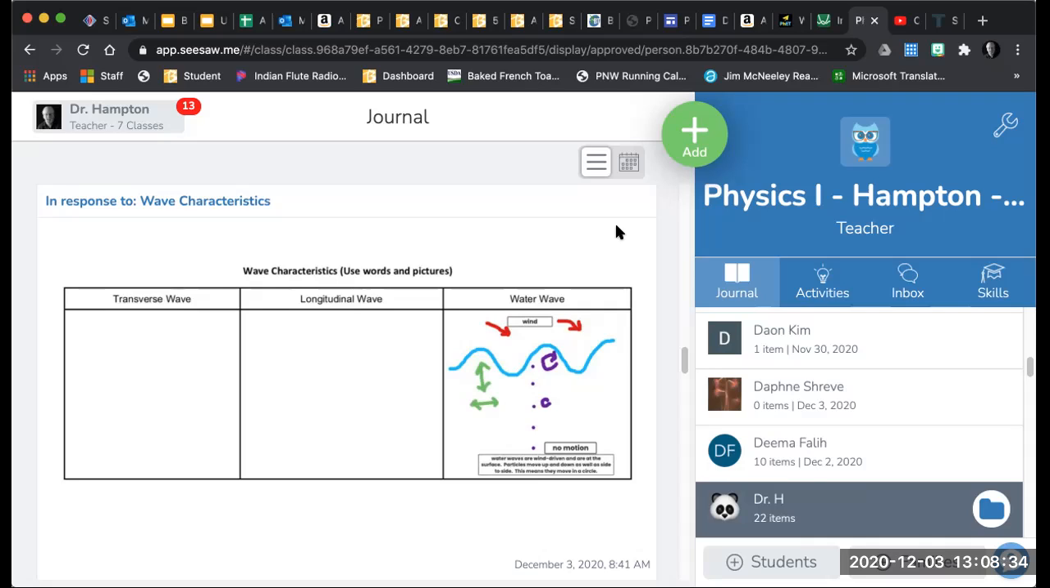All right, so the first activity, remember, going to Seesaw, into physics, and into activities. And our first activity was wave characteristics. I wanted you to use words and pictures. So we have three types of waves we're working on: transverse, longitudinal, and water waves. We haven't really gone in depth yet on transverse and longitudinal. So if you want to skip those for the time being, we'll come back and edit those later.